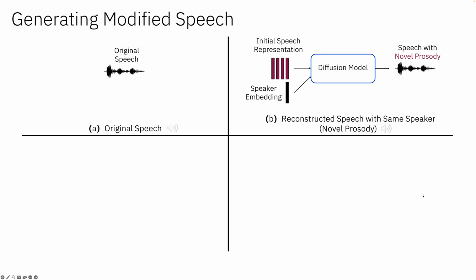The second level is the diffusion model reconstructed speech using the exact original speech representation and speaker embedding. The reconstructed speech is almost the same as the original speech. However, since the initial speech representation does not fully control the prosody, the synthetic speech will slightly differ from the original speech in terms of prosody. Here is an example.